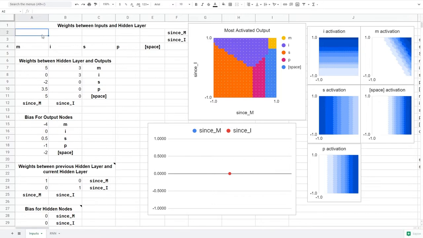One easy set of weights are the weights for M. If we see an M, we want to go all the way to the top left corner and restart. As such, we can put a big negative number in for since M, effectively resetting that variable, and a big positive number in for since I. Let's wait on figuring the rest of these out until we implement at least some of the network.